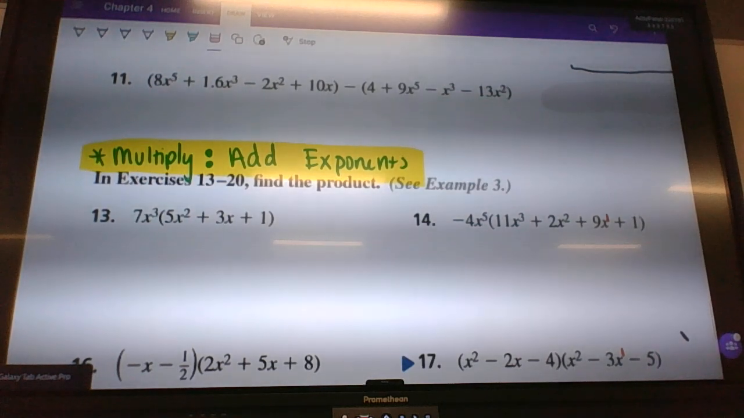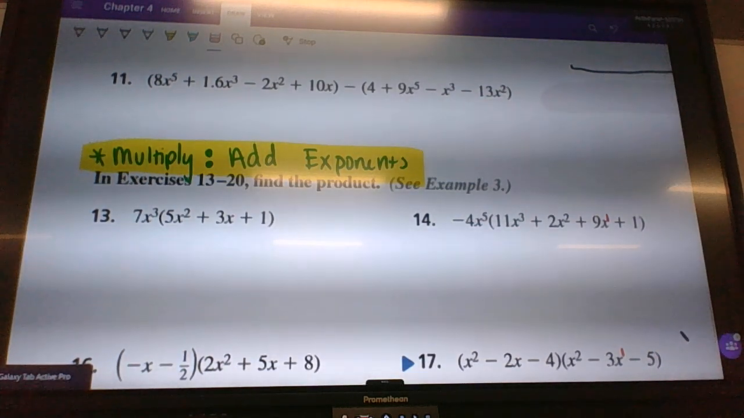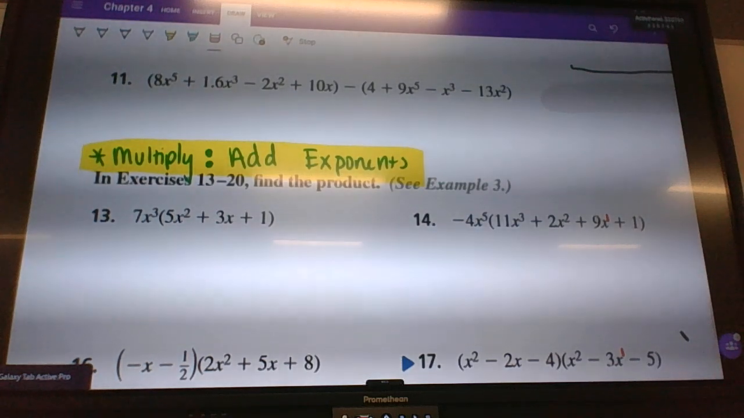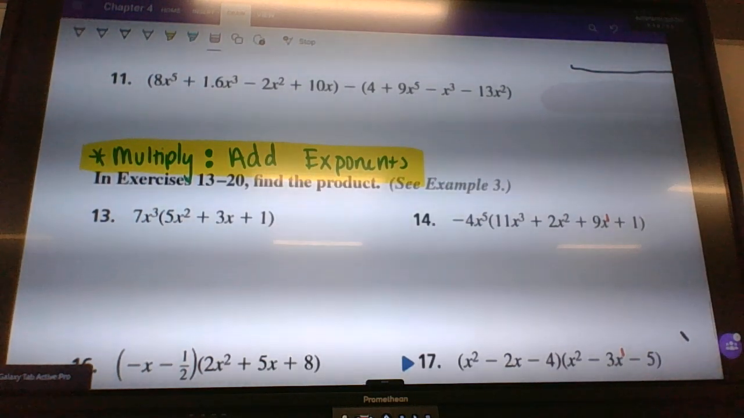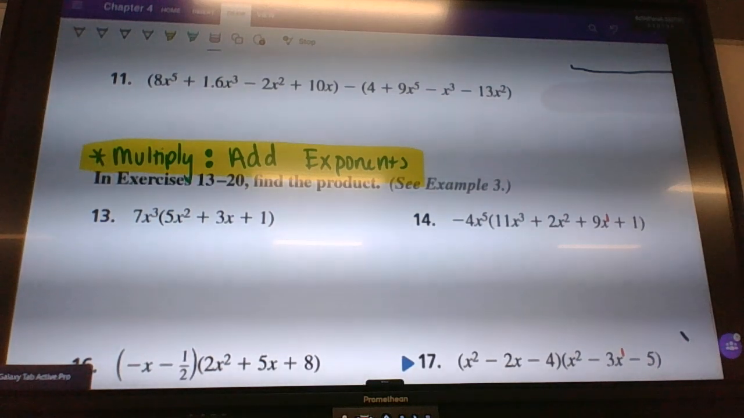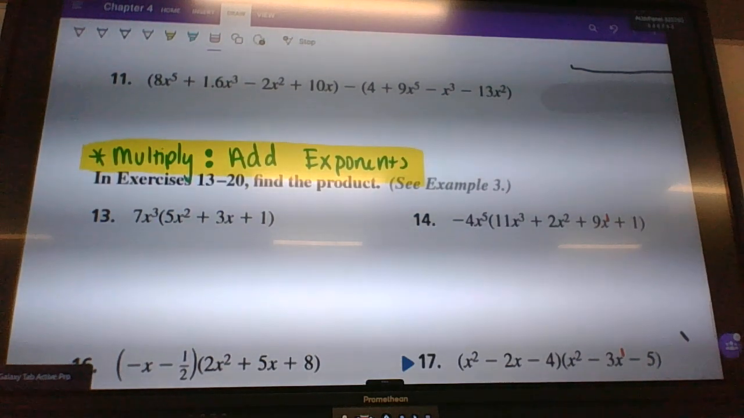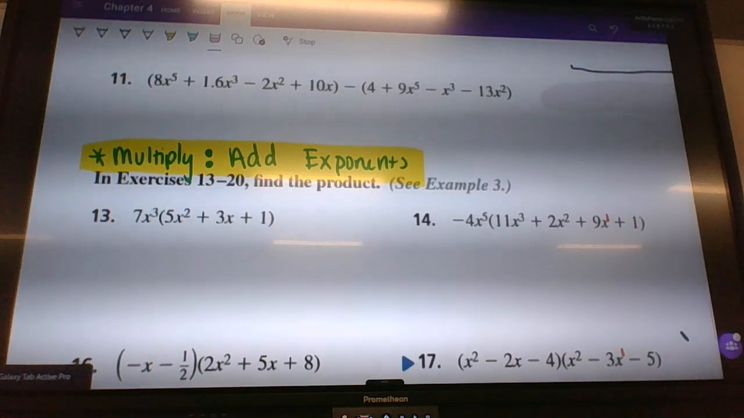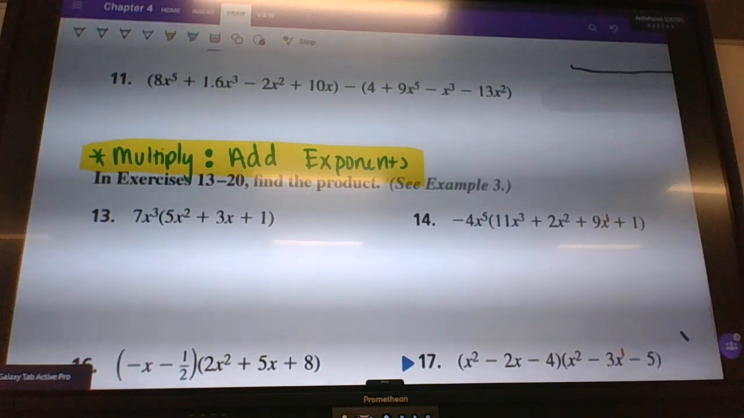When you do x squared times x to the third, you're supposed to add those up to get x to the fifth. Which is pretty logical because this would be x times x times x times x times x, which all together makes 5 total x's. So when you multiply, you add the exponents.